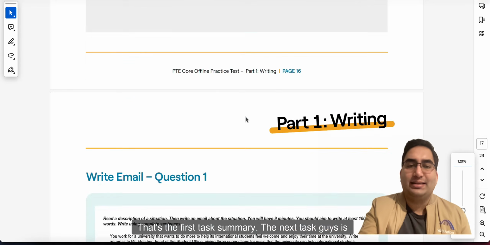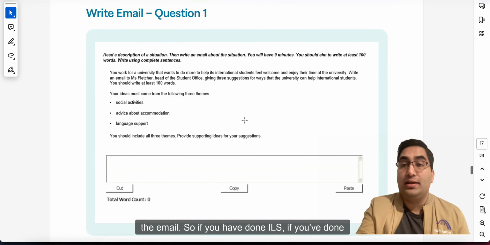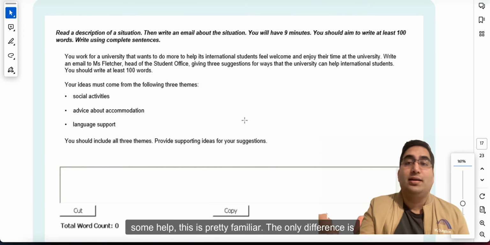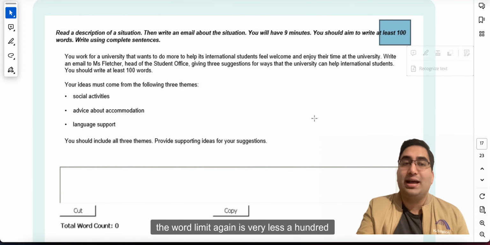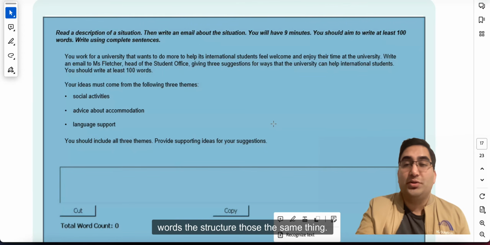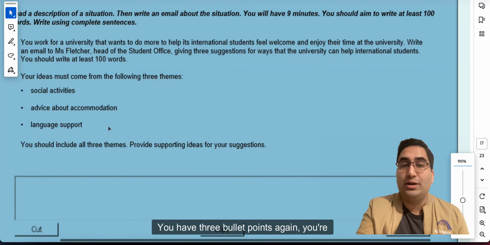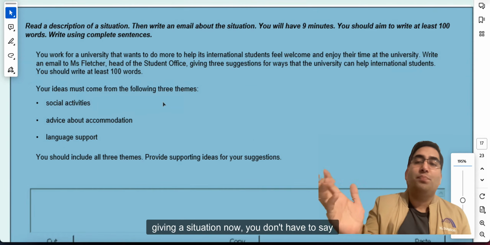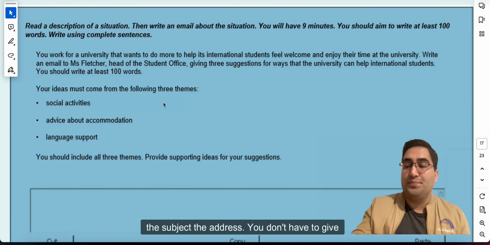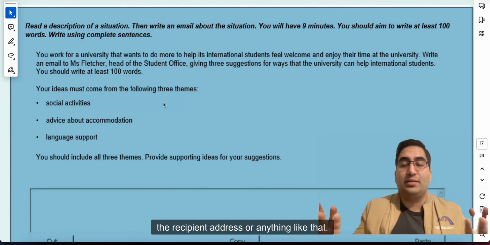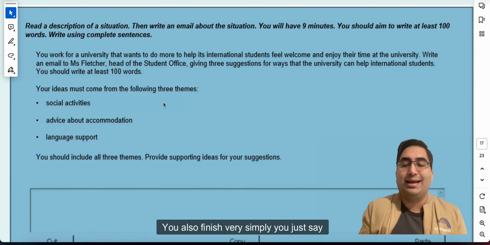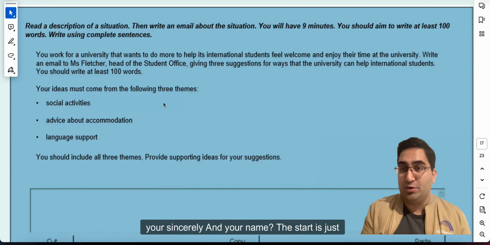The next task, guys, is the email. So if you have done IELTS, if you've done CLB, this is pretty familiar. The only difference is the word limit, again, is very less, 100 words. The structure, though, is the same thing. You have 3 bullet points again. You're given a situation. Now, you don't have to say the subject, the address. You don't have to give the recipient address or anything like that. You also finish very simply. You just say yours sincerely and your name.